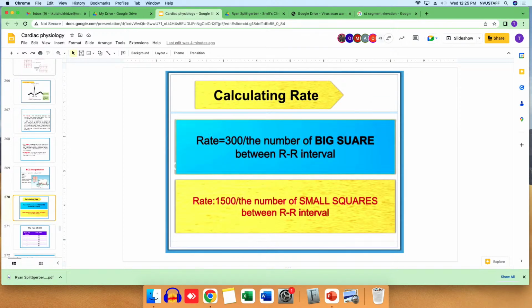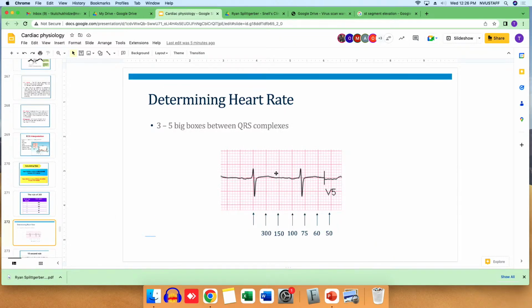I will jump to the calculation of the RR interval and then come back. When we're calculating our heart rate, the normal formula that is easiest for all doctors to calculate is 300 divided by the number of big squares between the RR interval. Or we can calculate 1500 divided by the number of small squares. It will be 150. 3 boxes, it will be 100. 4 boxes, it will be around 75. You understand how I'm calculating that?